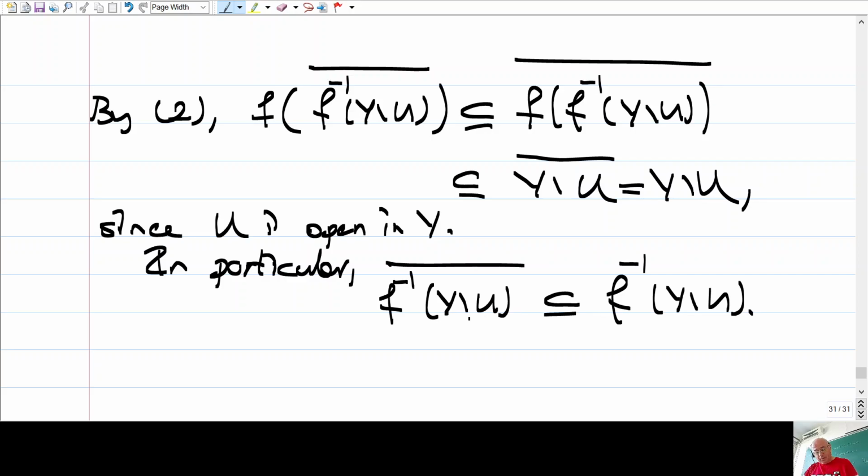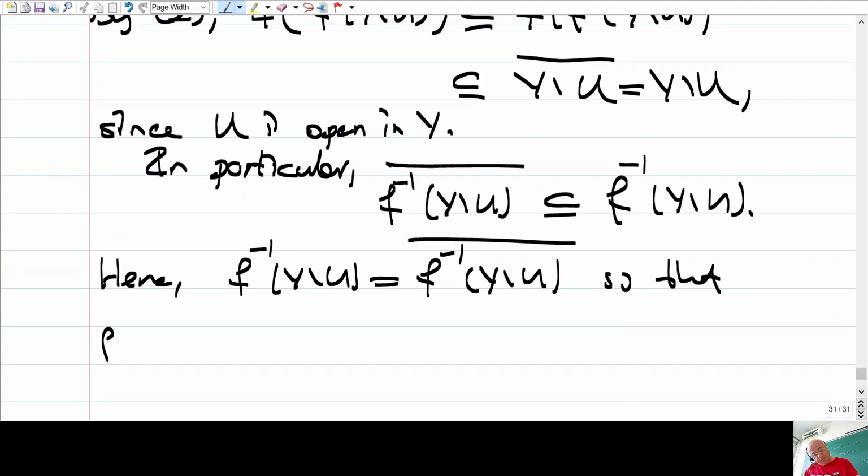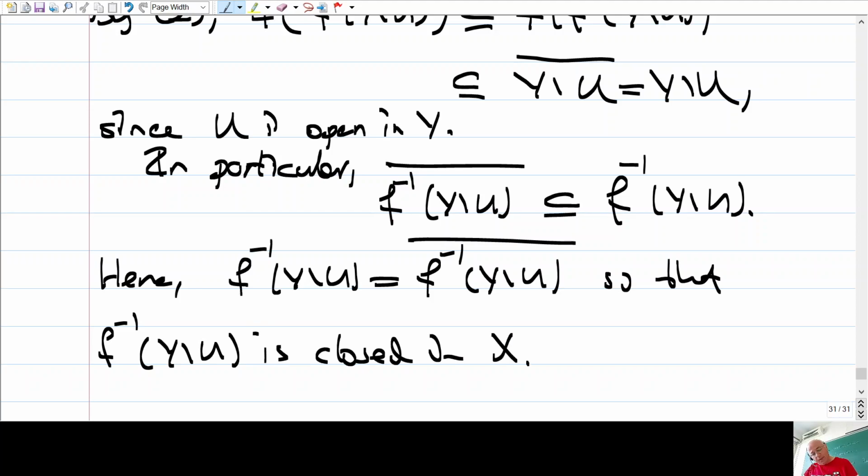This set is already containing this one because this is the closure of this one. But we see that closure is contained here. Hence, they are the same. So F inverse of Y minus U is equal to its closure, so that F inverse of Y minus U is closed in X.